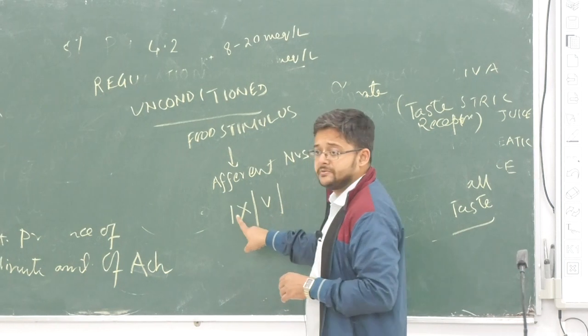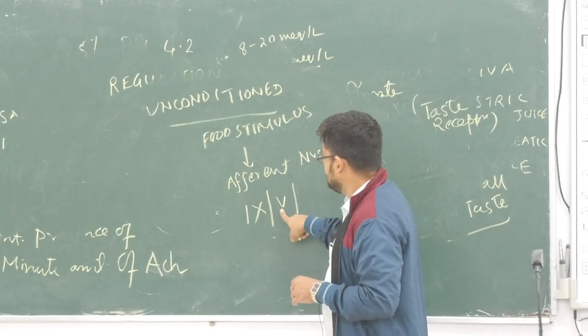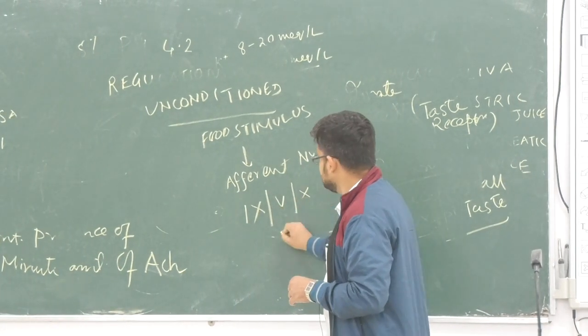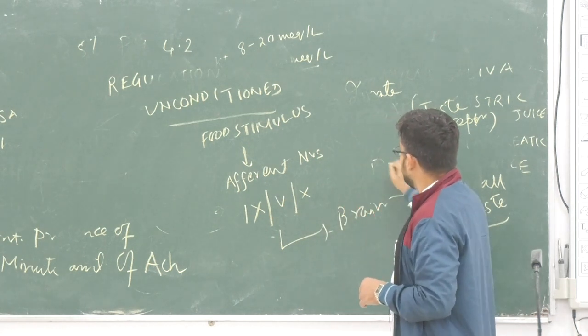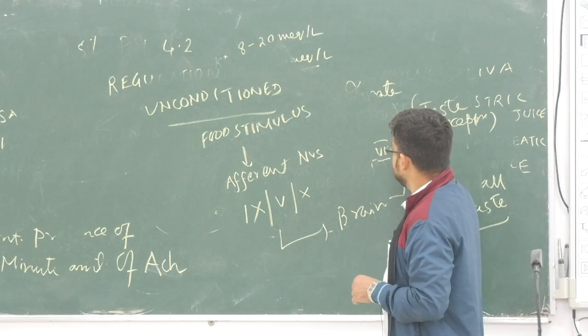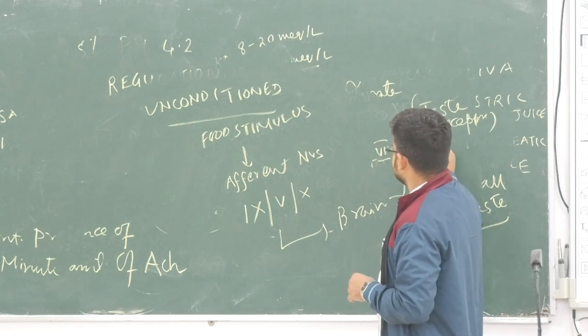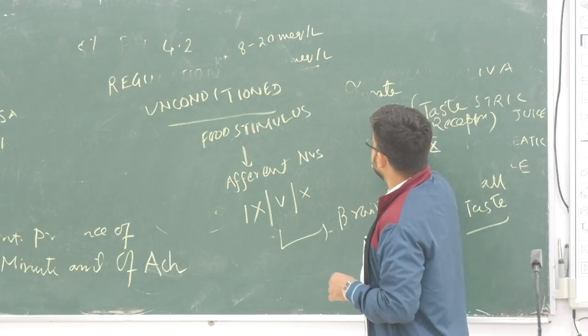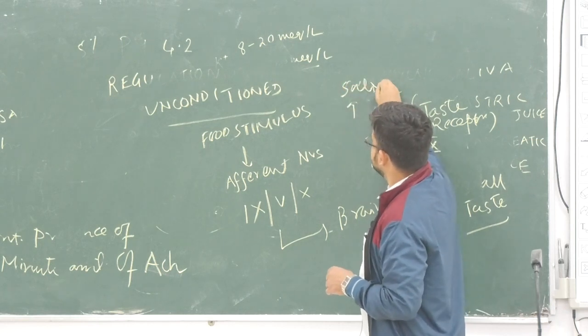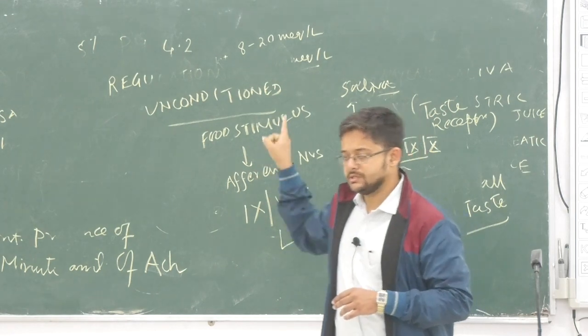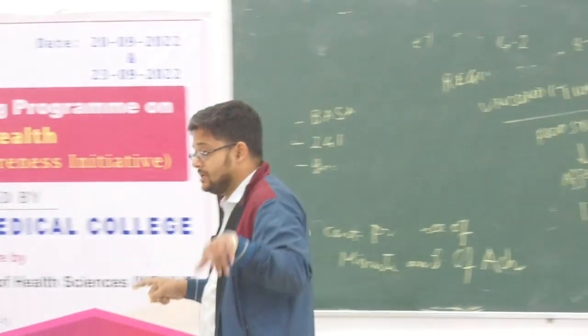Acting on the afferent nerves, these afferent nerves are 9th, 5th, 10th. This is going to brain. Efferent is coming by 7th, 9th, 10th. Ultimately, it is increasing the salivary secretion. That's the whole pathway. It was unconditioned.